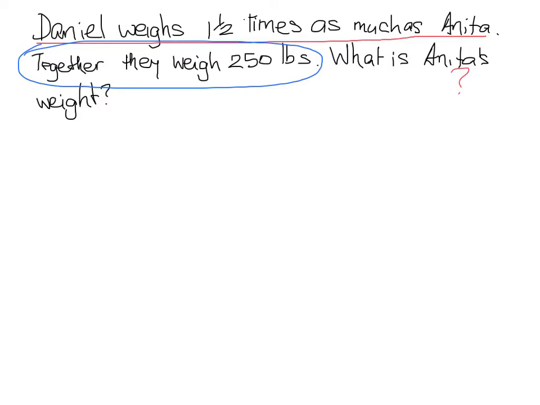The next thing that you want to do is figure out what you want to use as your variable. So I'm going to choose to use Anita, but you could actually use Daniel. You might wonder, why did I choose Anita if I could use Daniel? Well, the reason I chose Anita is the fact that they told us that Daniel weighs 1.5 times as much as Anita. So since they're talking about Anita, it will give us less work. So my variable will be A, and that will be for Anita.